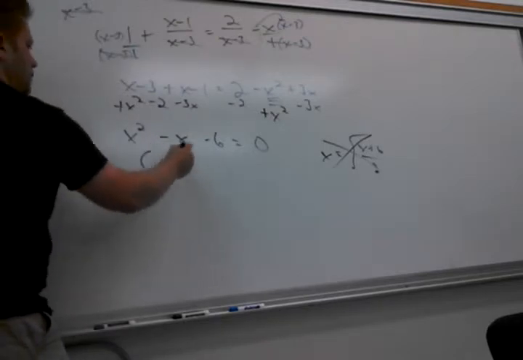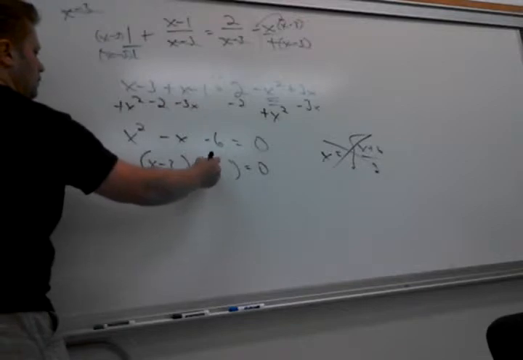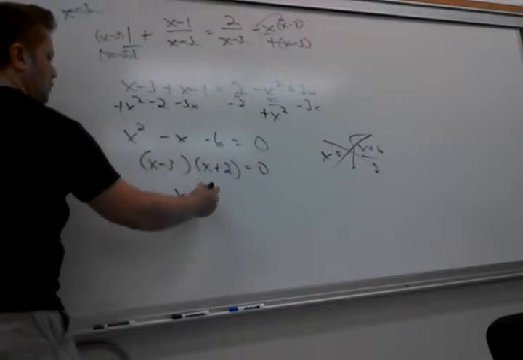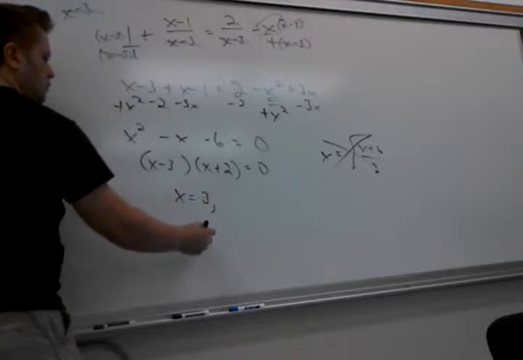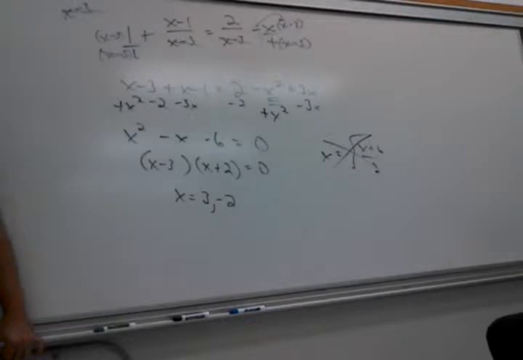So how do you factor this thing? X minus 3. So you get x equals 3 or negative. Can you guys see that? Does everybody see where those numbers came from? Because you moved. Okay. All right.